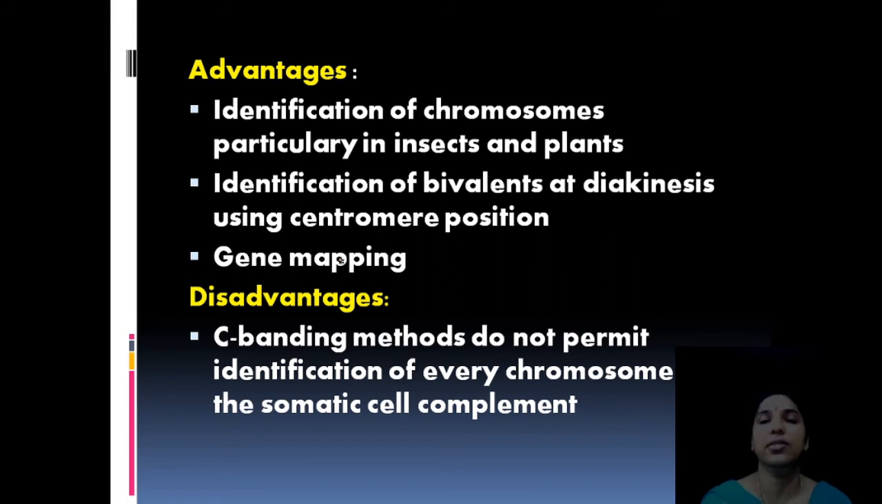And the disadvantage is it does not permit identification of every chromosome in the somatic cell complement, because it selectively binds to the heterochromatic regions, constitutive heterochromatin. So, you cannot get all the chromosomes in the somatic cell complement. That is the only disadvantage. Anyway, this is an important technique applied in cytogenetic studies.